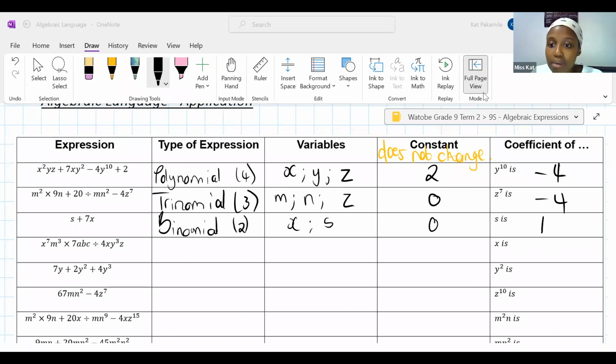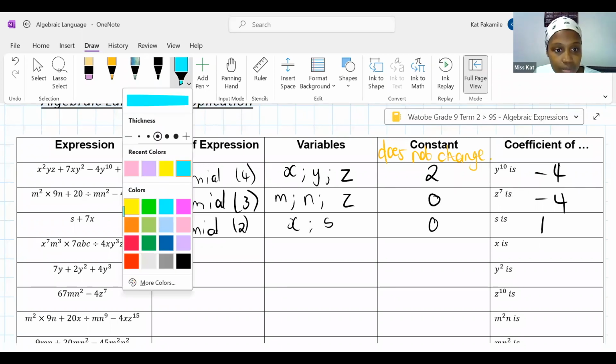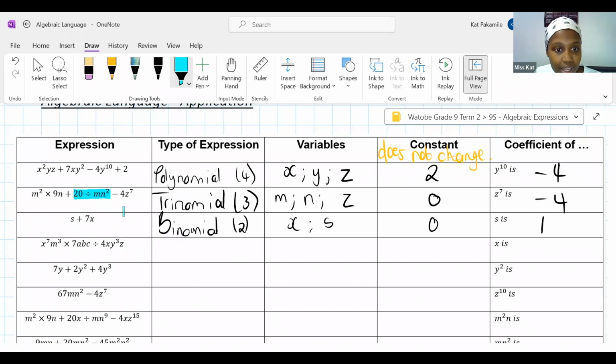Kanga says, isn't plus 20 a constant? Remember, this whole thing is a term. It's not just plus 20. Remember, there's a divided by mn squared. It's attached to the mn squared, so it cannot be a constant. That's why I added it there, so you guys can see what type of things they can trick you with, okay? Okay, Becky, are you ready?